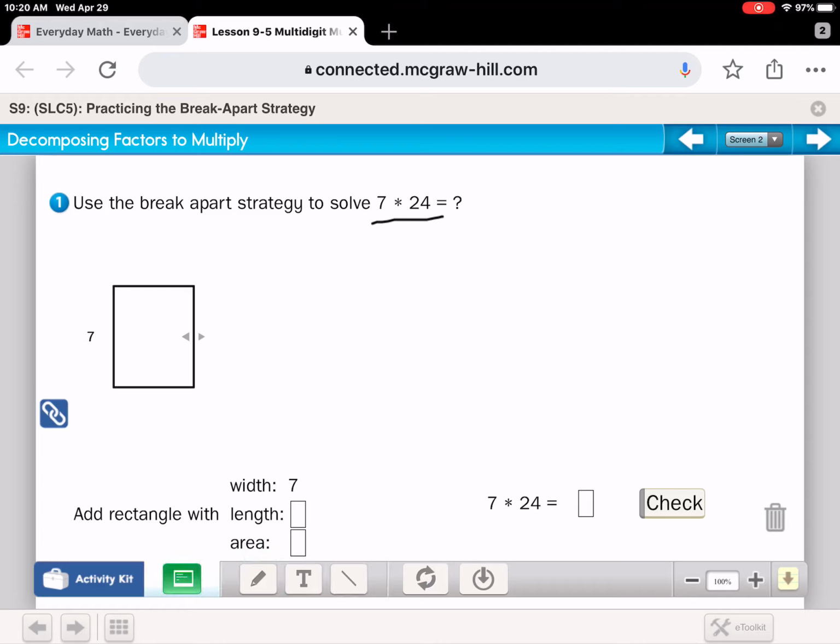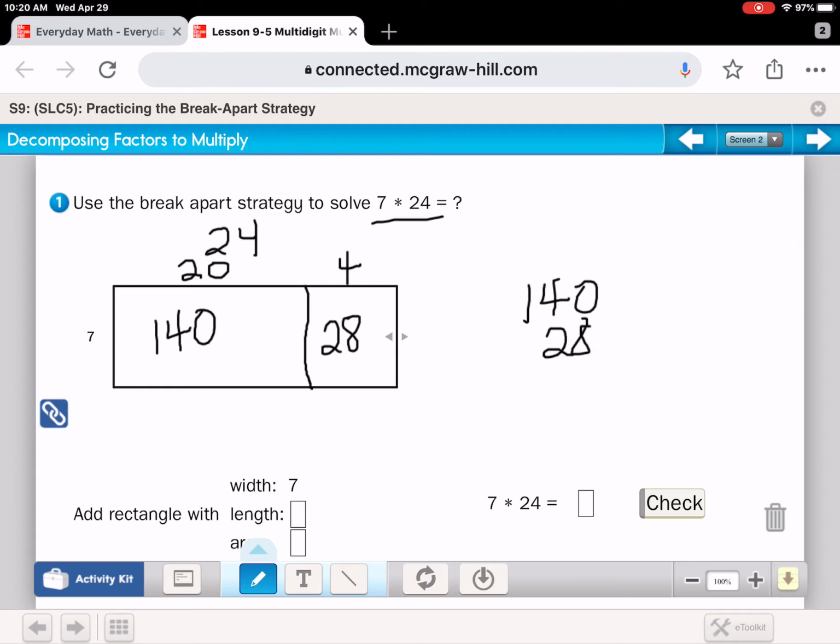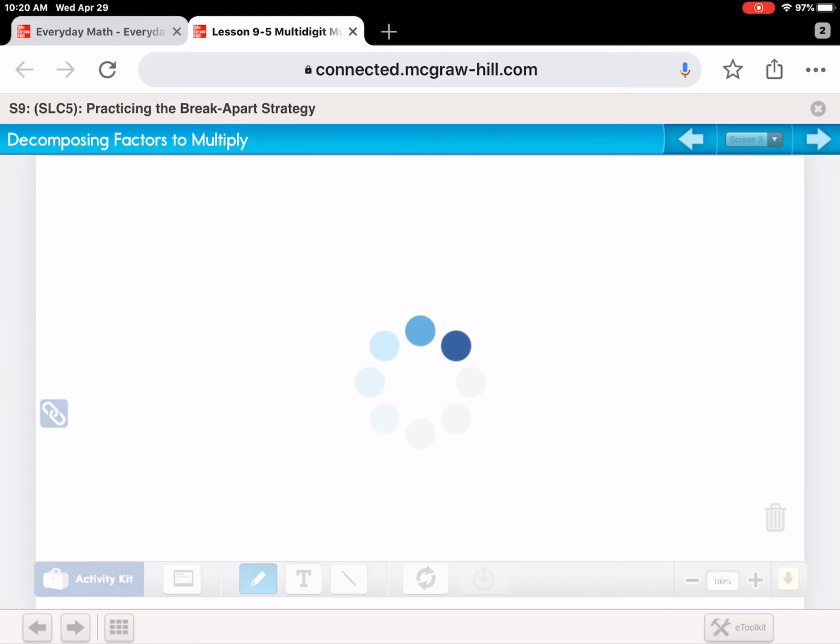So if I have a rectangle that's 7 by 24, I might think of breaking that rectangle up into, what would you guess? Yes, 20 and 4. So then it's much easier to do 7 times 20 is 140. And 7 times 4, which is 28. And then I would add those two products to find 168. So 7 times 24 equals 168.